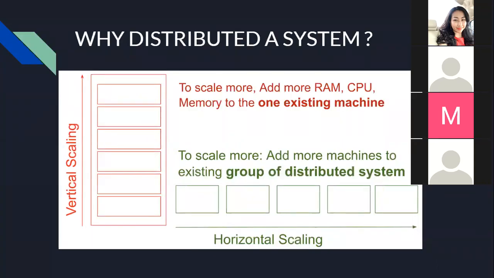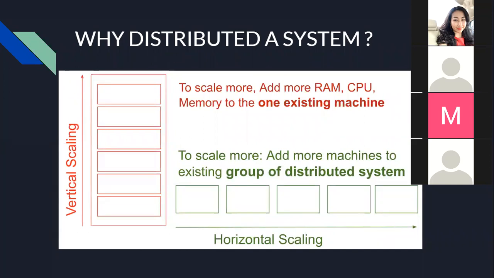Next, we will talk about why we distribute the system. What is the benefit of that? To talk about it, we need to look at vertical scaling and horizontal scaling. With vertical scaling, you have one machine, and you are limited to upgrading it: you add more RAM, more CPU, get the latest hardware, but you are bound to one existing machine only. Horizontal scaling, however, is when you keep adding computers to become a cluster.